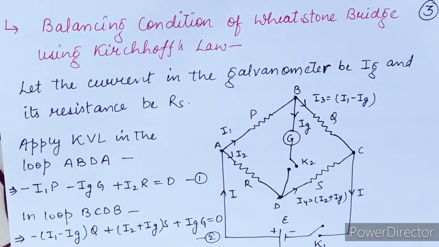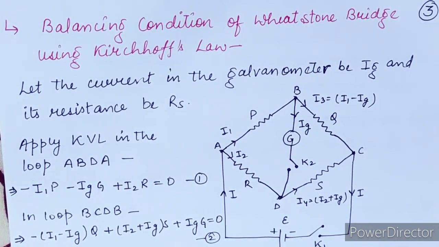In that topic, I explained the entire process: the working, construction, principle, and circuit diagram of the Wheatstone bridge. We even calculated the balance condition of the Wheatstone bridge, and through that balance condition we were able to calculate the value of the unknown resistance.